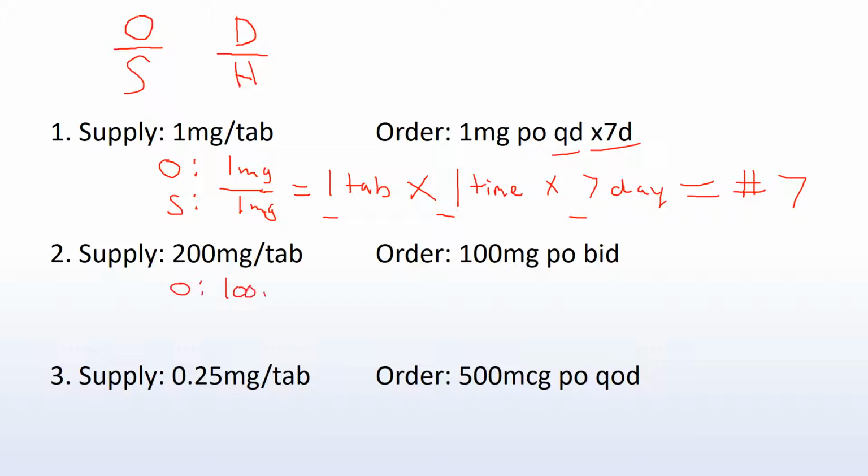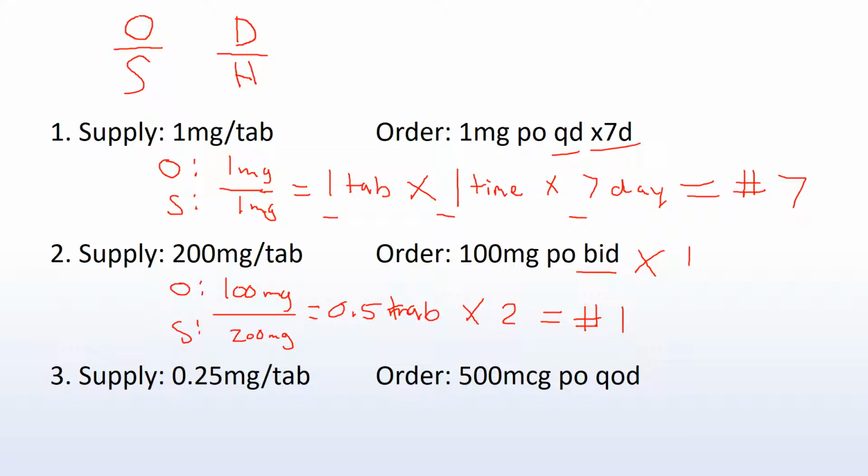Number 2, what is our order? 100 milligrams. What is our supply? 200. So order over supply, how many tablets do we need to give? 0.5, so half a tablet. What is BID? Twice a day. For how many days? I guess this is just a one-time deal. So how many tablets would they need? You would dispense only 1: half now, half later. Okay.